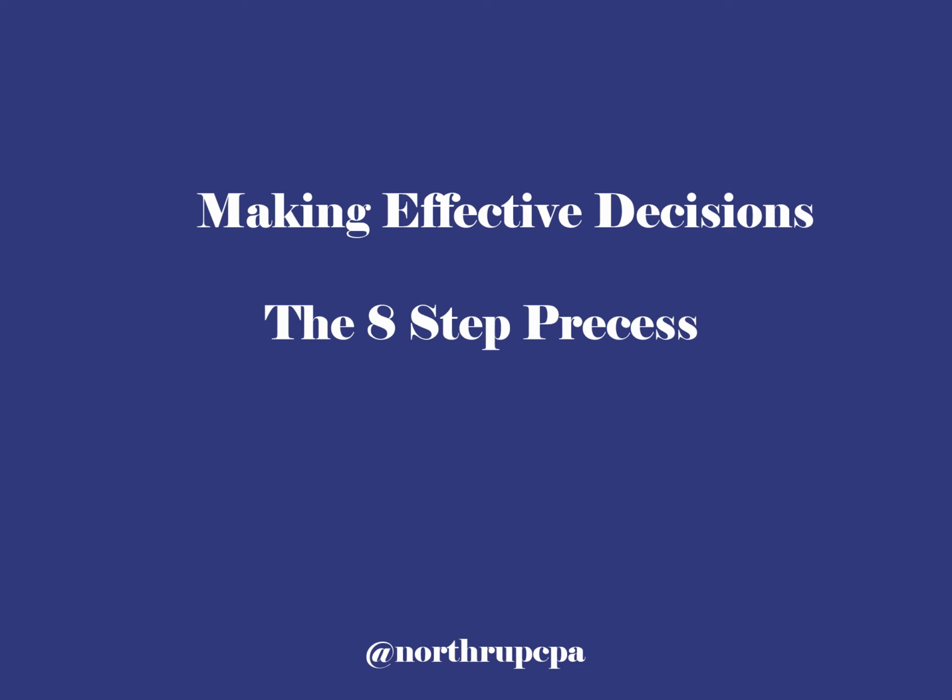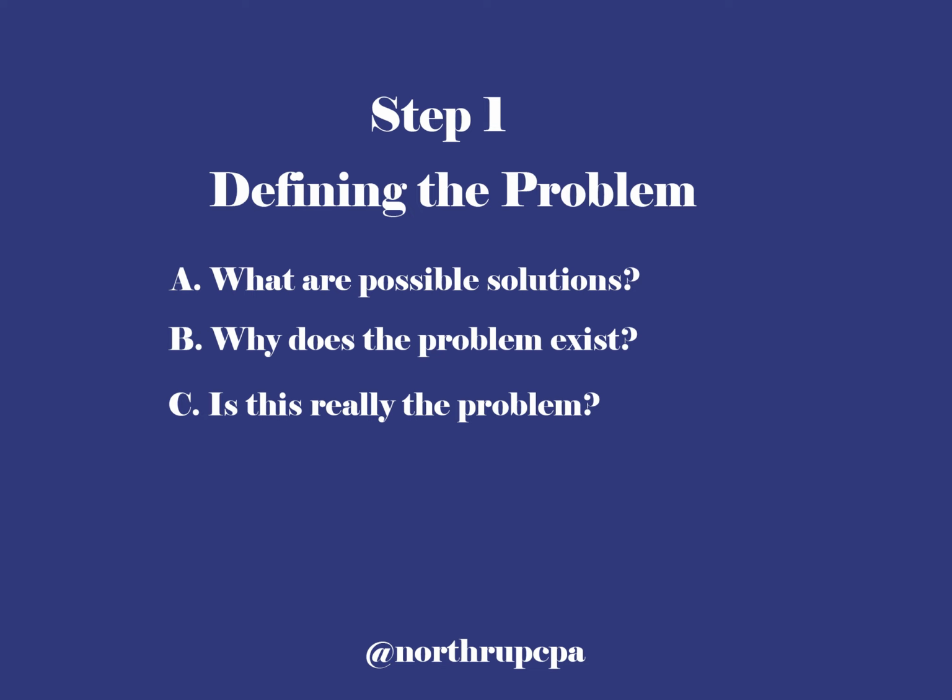Making effective decisions is an 8-step process. Step 1 is defining the problem. What are the possible solutions? Why does the problem exist? And is this really the problem?